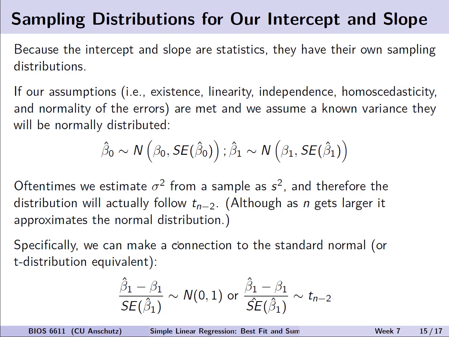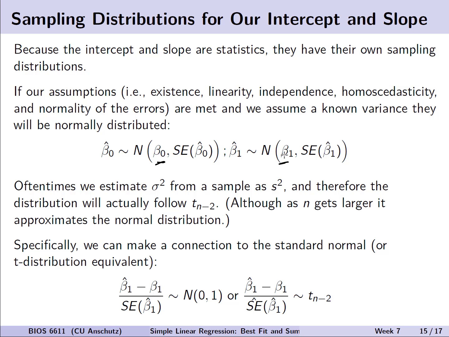And because of that, it's important to note that we have sampling distributions for our intercept and slope. Because the intercept and slope are both statistics summarizing some model or property, we can derive a sampling distribution for each. If our regression assumptions such as existence, linearity, independence, homoscedasticity, and normality of the errors are met, and we assume that we do have that known variance, then our regression estimates beta naught hat and beta 1 hat will have an exactly normal distribution, with the expected value or mean being at beta naught or beta 1 respectively, with the estimates for our standard error from the previous slide.